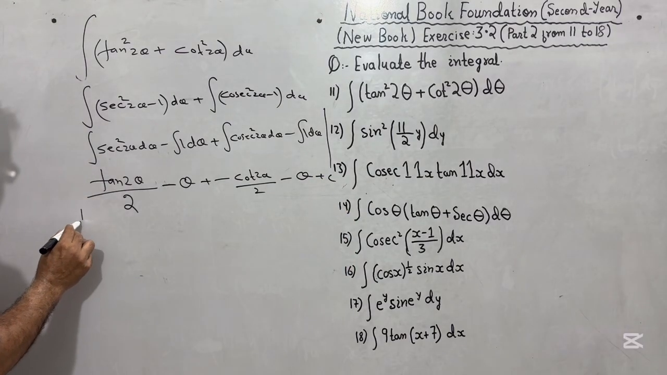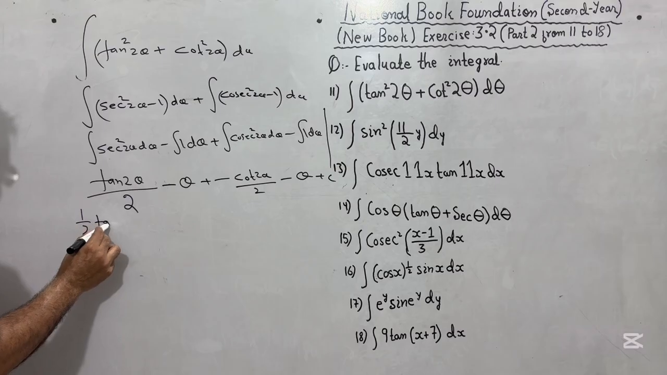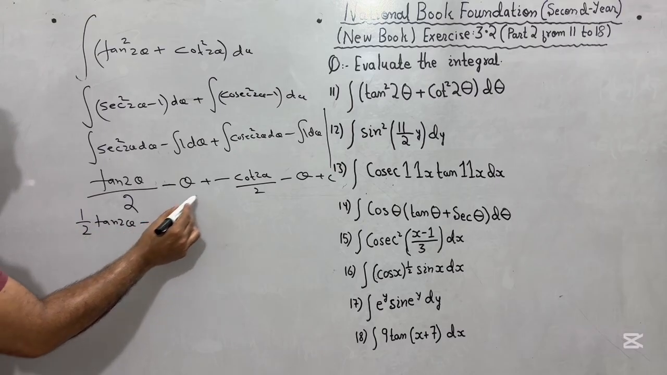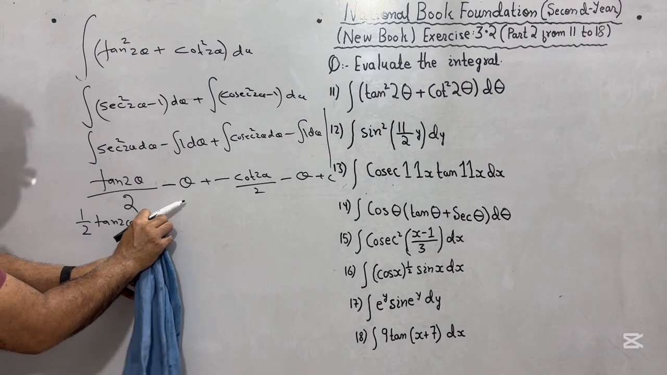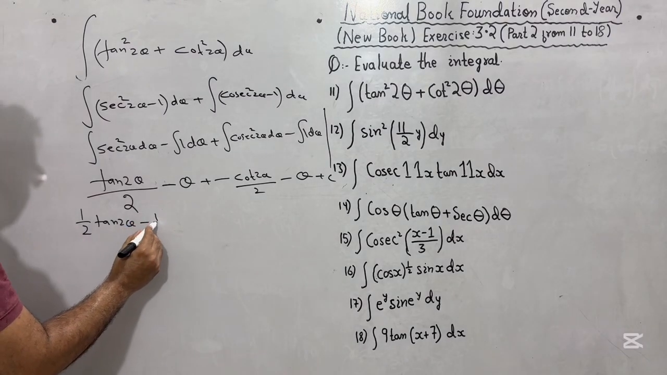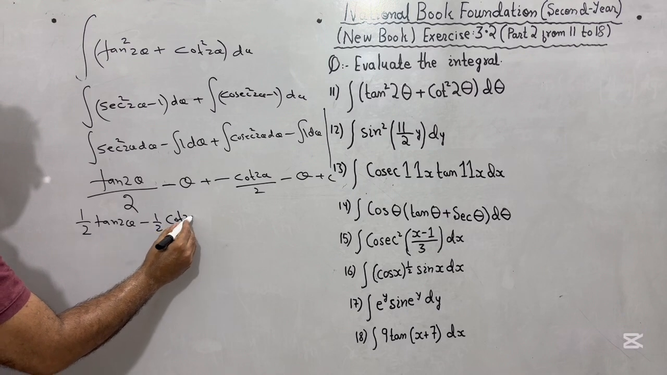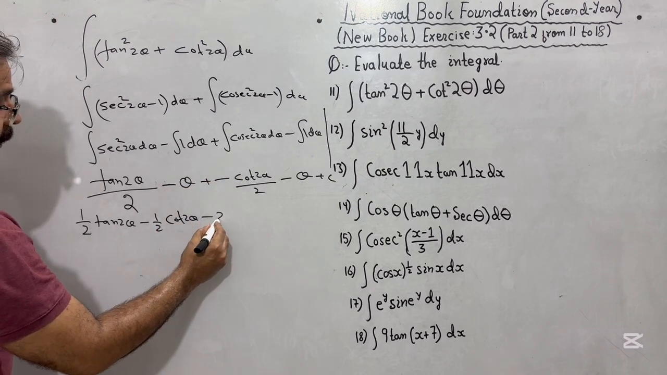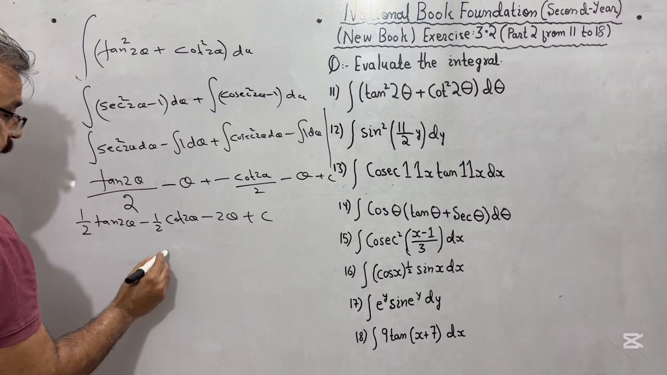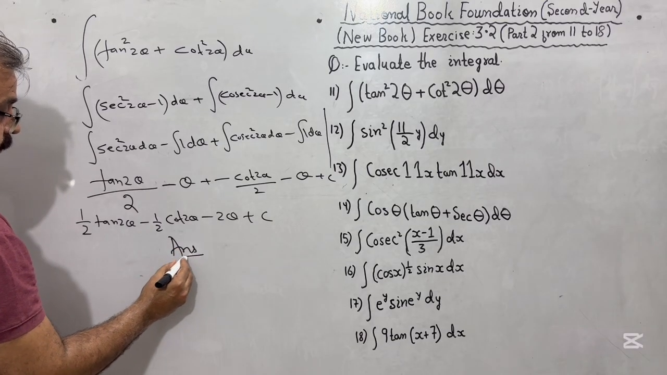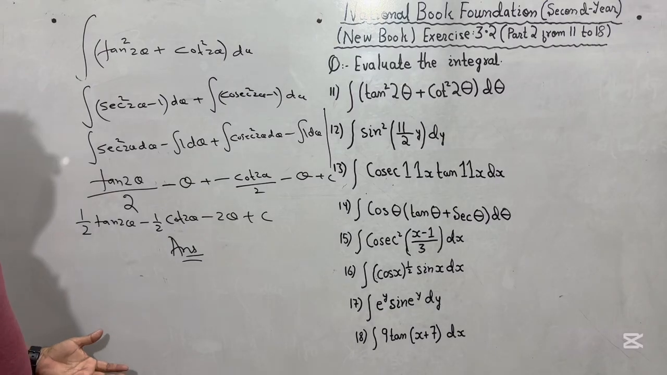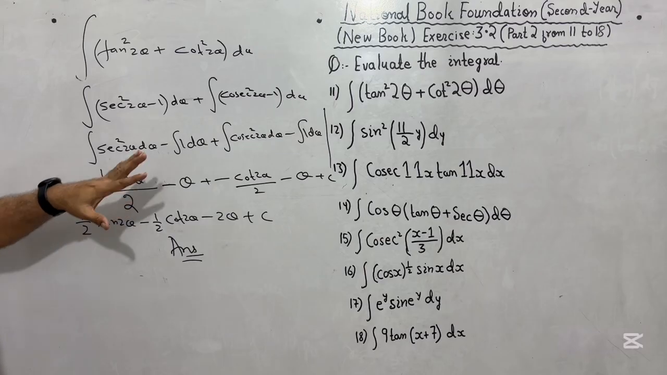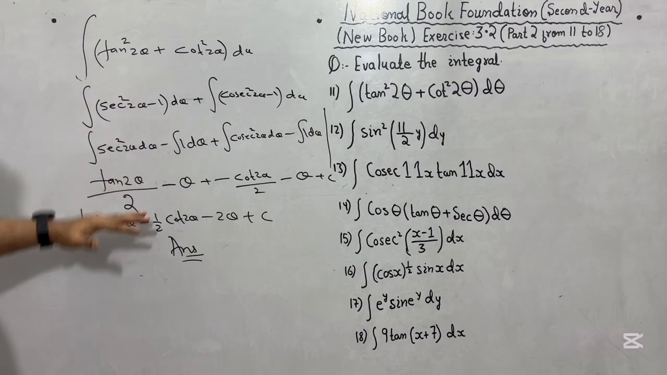We can write this as 1 over 2 tan 2 theta minus 1 over 2 cot 2 theta minus theta, and minus theta it will become minus 2 theta, plus c. It's our simple answer. In question number 2, we are asked only to integrate, not to do verification by differentiation. We haven't been asked in the first question, not in that.